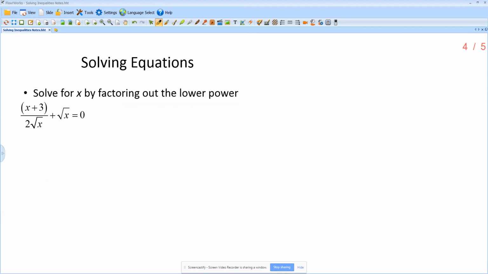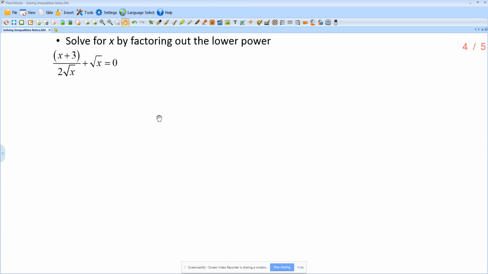All right, and then moving into a little bit tougher ones, solve for x by factoring out the lower power. So what I want to do for these ones is first start by rewriting these so that all these roots are rewritten as exponents. So I'm going to start with the easier one. If I have square root x, that's the same as x to the positive 1/2.